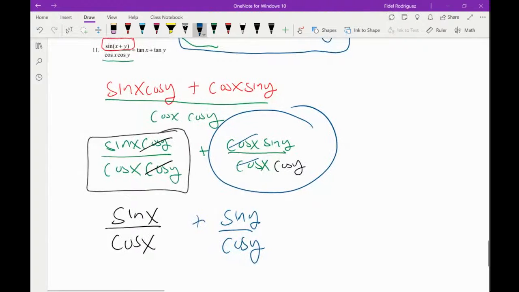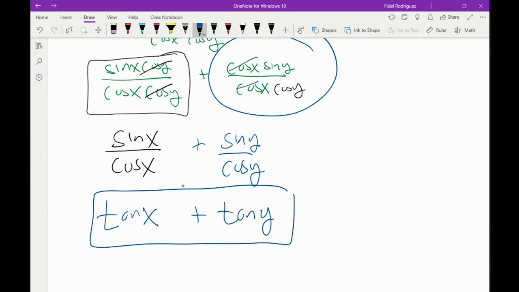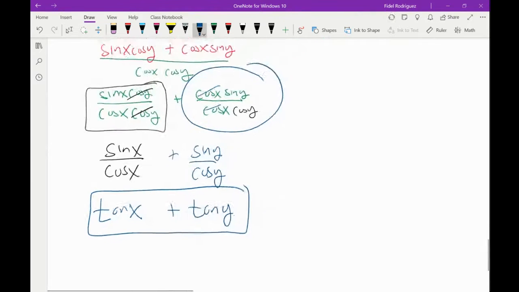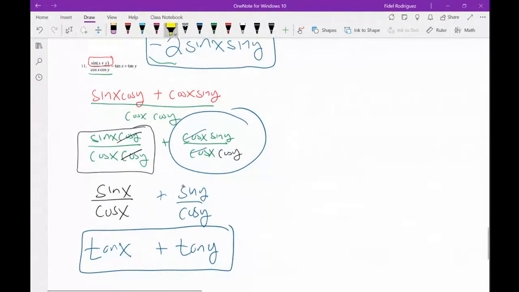Guys, we have one of these things called a quotient identity. What trig function is the same as the sine divided by the cosine? There you go. This is the tangent of x plus, no, still tangent, because it's still sine over cosine, over tangent of y. And I'm going to show you something. When we come back over here, look at what we had on the right side. Tangent of x plus tangent of y.